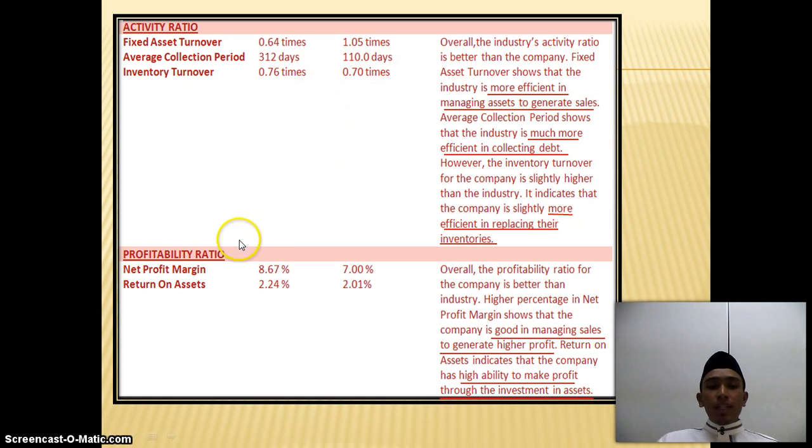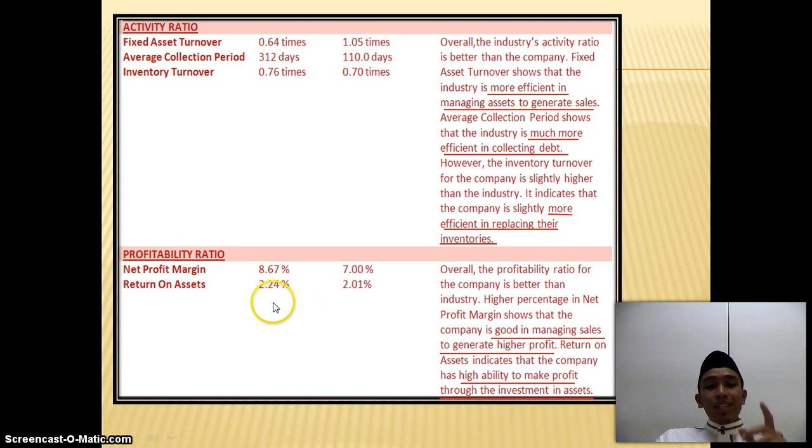And the last one is profitability ratio. Under profitability ratio, we have net profit margin and return on asset, as I said before. For the net profit margin, we can see that the company is better than the industry. We can see that NPM for the company is 8.67% compared to industry 7.00%. So it shows that the company is good in managing sales to generate higher profit.